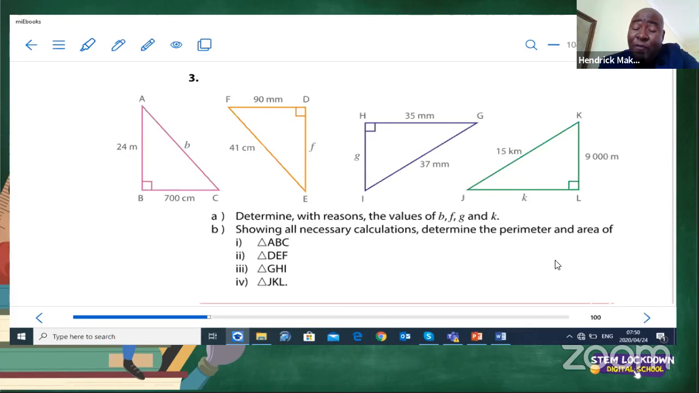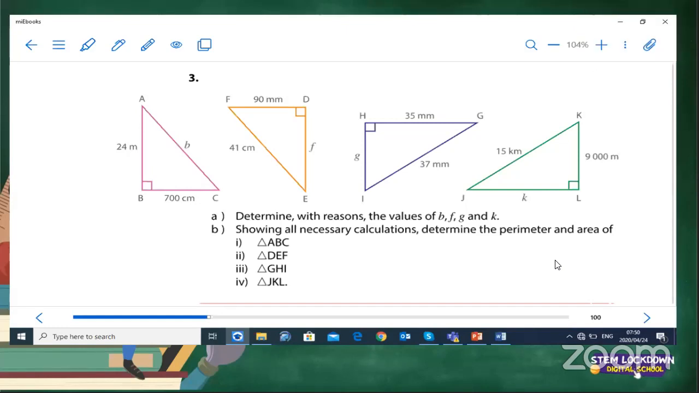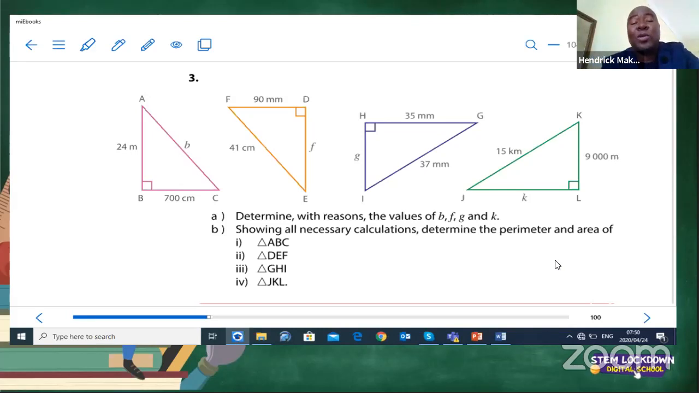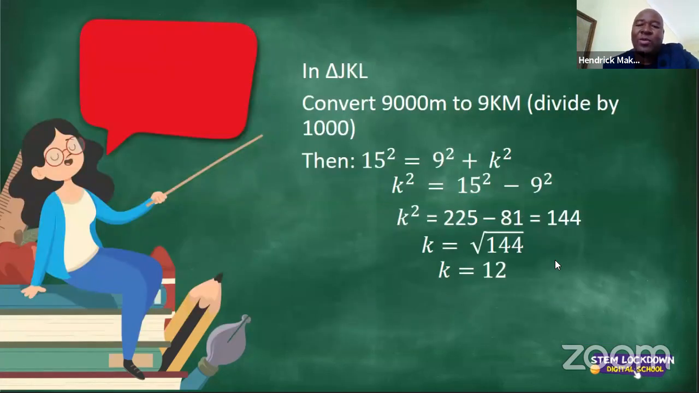All right, I think 12 will be the final answer there. But yes, if you subtract 81 from 225, how much do you get? You get 144. Yes, and thereafter you introduce the square root. Remember the K squared, it will be K squared. Thereafter you introduce the square root. So definitely you are correct, as you can see.